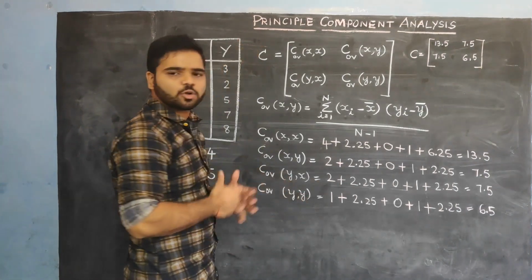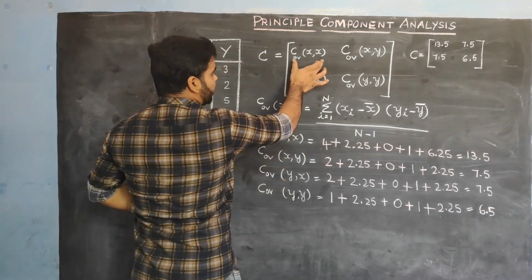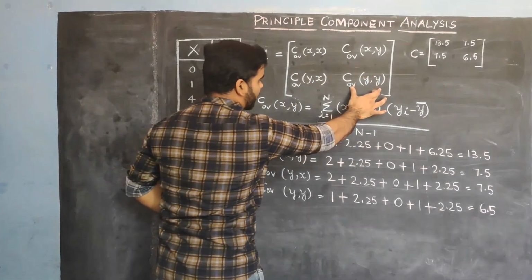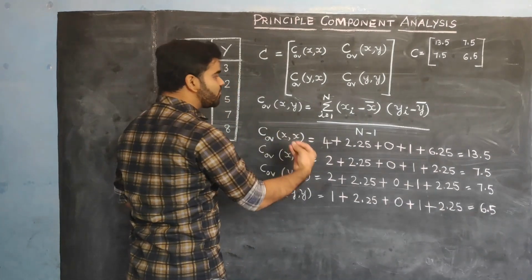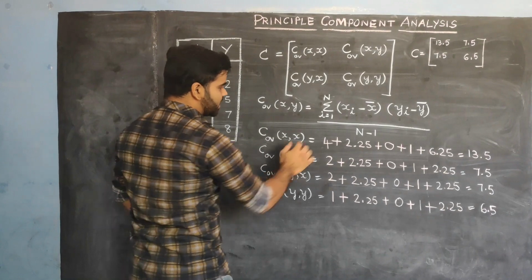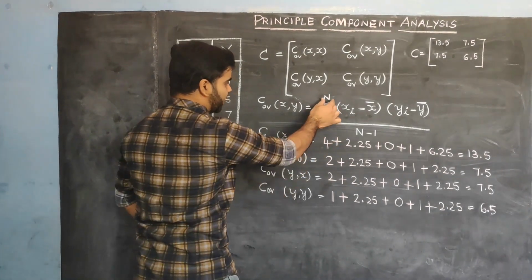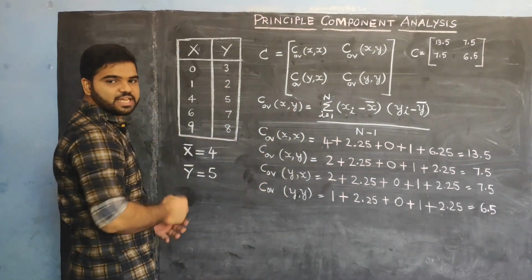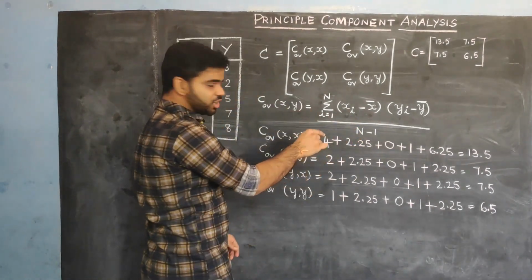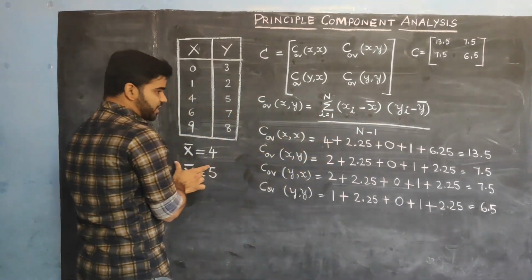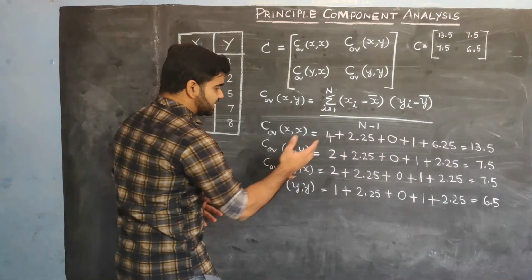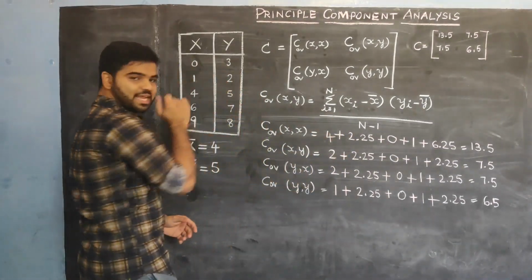So what is the formula for the covariance matrix? Covariance of x comma x, covariance of x comma y, covariance of y comma x, and covariance of y comma y. The formula for covariance of x comma y is equal to sigma i equal to 1 to n, where n is the number of observations in the data set and xi means the ith observation, minus x bar, which is the mean, into yi minus y bar, divided by n minus 1. Let us solve this formula with our data set.